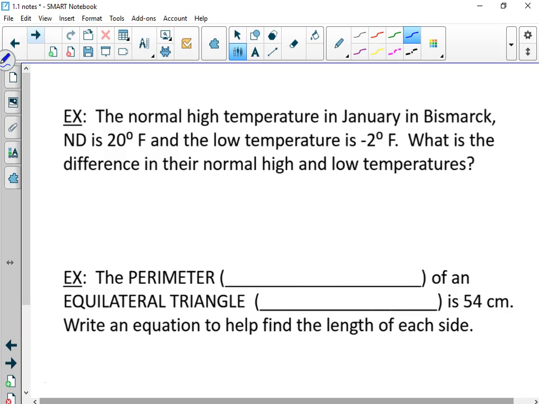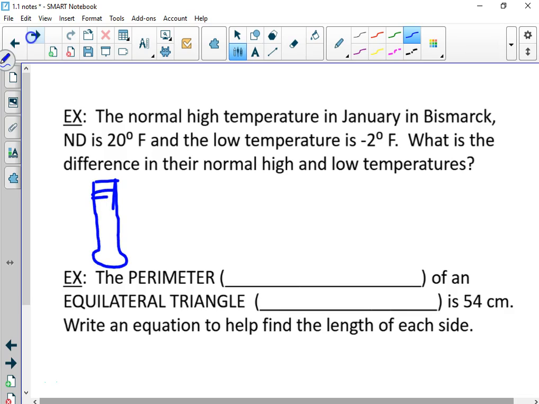Last slide, we're there. The normal high temperature in January in Bismarck, North Dakota is 20 degrees. The low temperature is -2. What's the difference? How many look at this problem right now and want to say 18? Raise your hand. Nobody? Oh, so smart. No, that is the most common mistake, though, is people always want to say 18. They just look at it, oh, 20 minus 2, 18. But let's think about it on temperature.